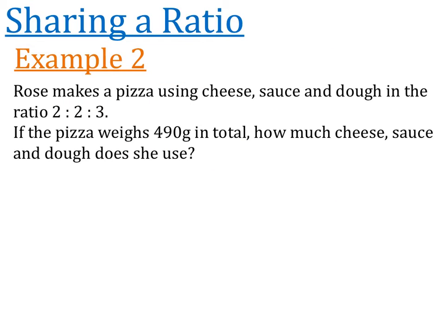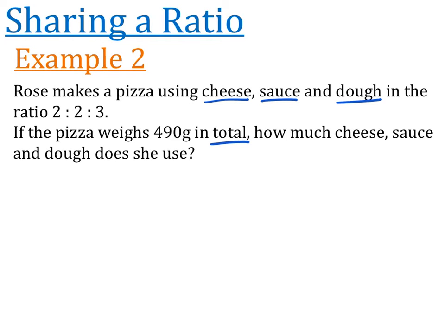All right, in this next example, we have a very similar idea happening, but this time we have 3 numbers instead of 2. So Rose is going to make some pizza, and she's going to use cheese and sauce and dough, just like she did the other day, and she's going to use them in the ratio 2 to 2 to 3. If the pizza weighs 490 grams in total, how much cheese, sauce, and dough does she use?